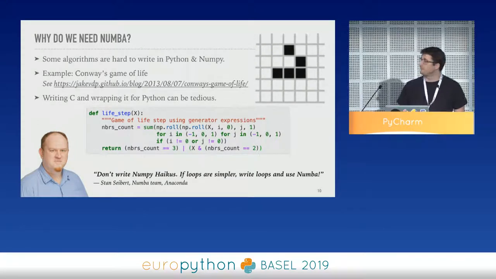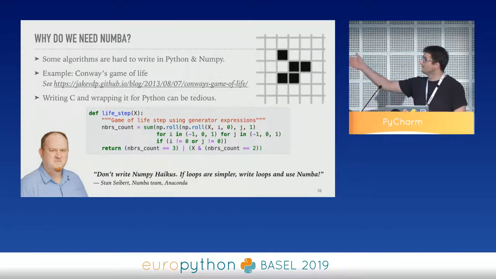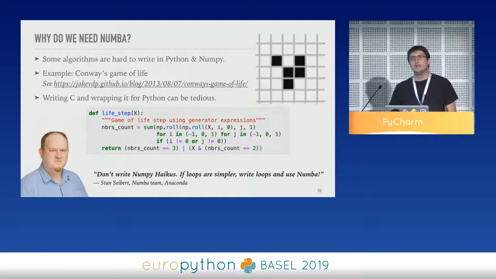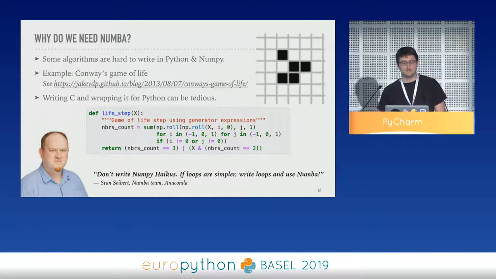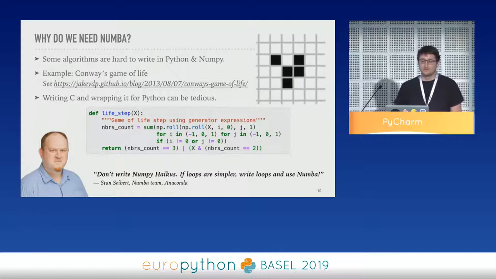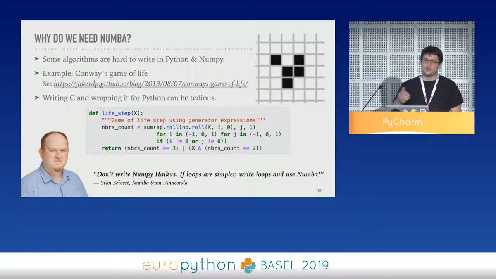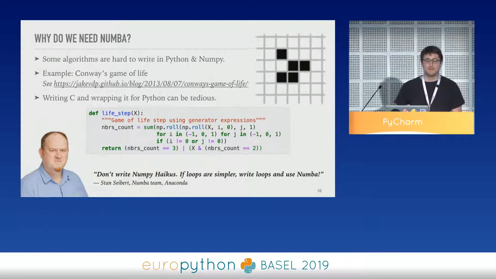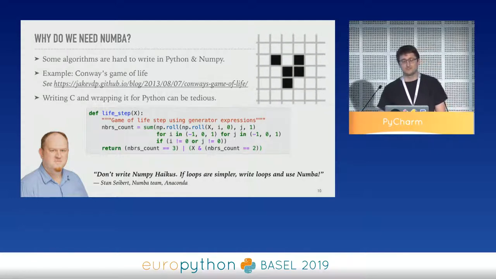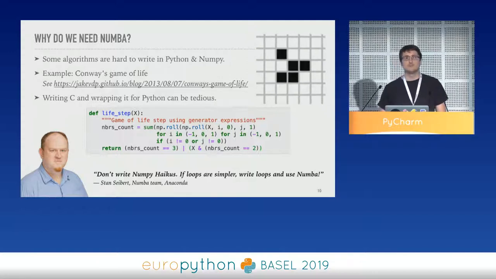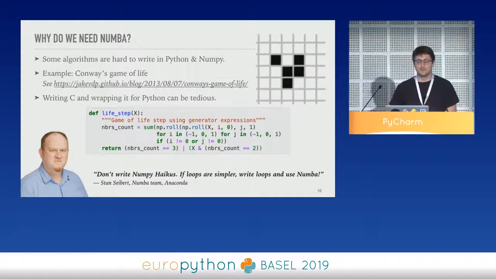you can write it in NumPy, but then you have to write this double numpy.roll call, and the code is really hard to write and hard to read and hard to maintain. So this would be a case where just writing a for loop is simpler, and then if you write it in Python, it's inefficient, and then writing in C and wrapping it from Python can be tedious. So this would be a good case where you would go to Numba.